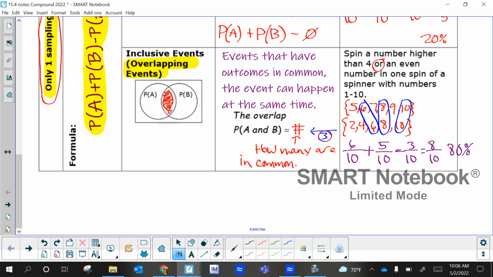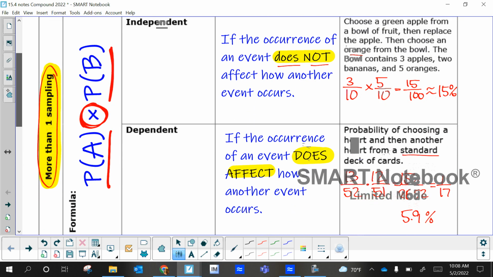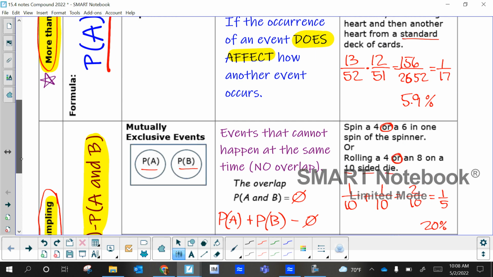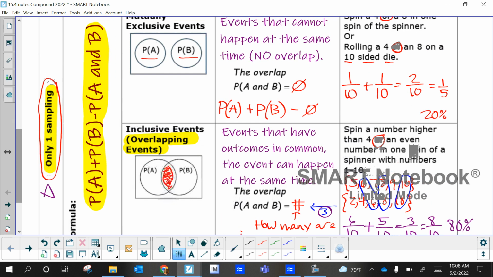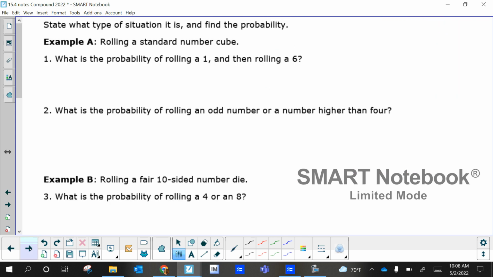All right, so now these are all the types that we did. Okay, so remember these top 2 are more than one sample. That's a good way that I remember it. And then these bottom 2 are only one sample, and the key word is or here. Okay, so I don't know if you want to write that down because we circled it over here in the examples. So now let's just look at some random examples and see if we can figure out what it is and what formula to use. Okay, so it says state what type of situation it is and then find the probability.